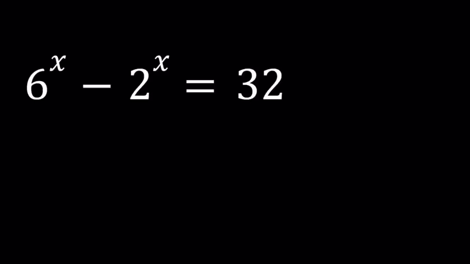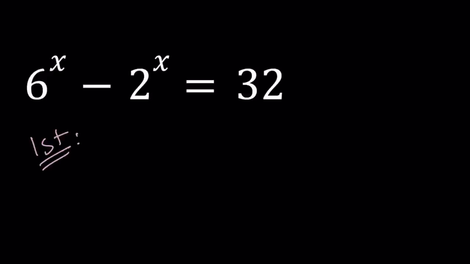We have 6 to the power x minus 2 to the power x equals 32, and we're going to be looking for x values. I'll be presenting two approaches. You can also call them methods if you want. And then we'll be looking at a graph at the end. So let's start with our first approach.